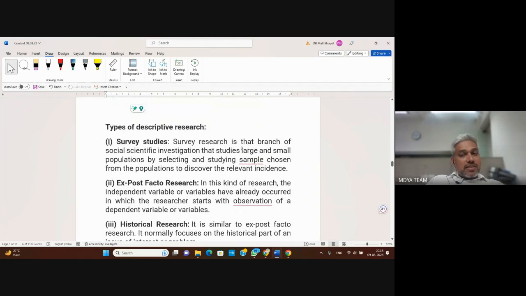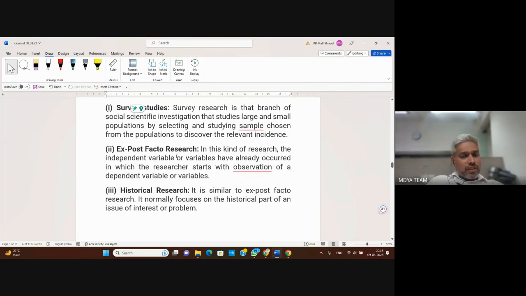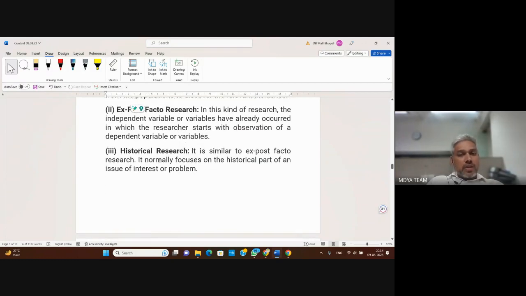Survey research is that branch of social scientific investigation that studies large and small populations by selecting and studying samples chosen from the population to discover the relevant incidents. Ex post facto research we have already discussed. In this kind of research, the independent variable has already occurred, and the researcher starts with the observation of a dependent variable.